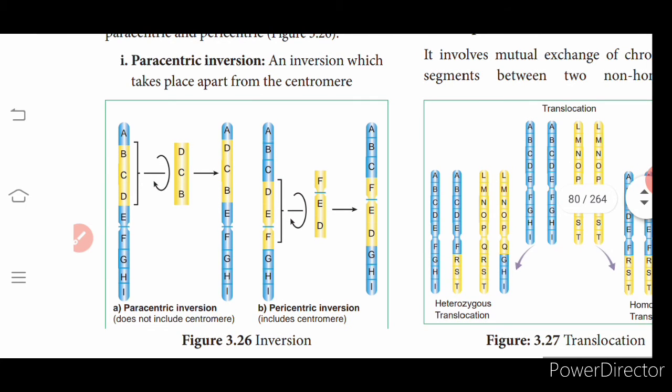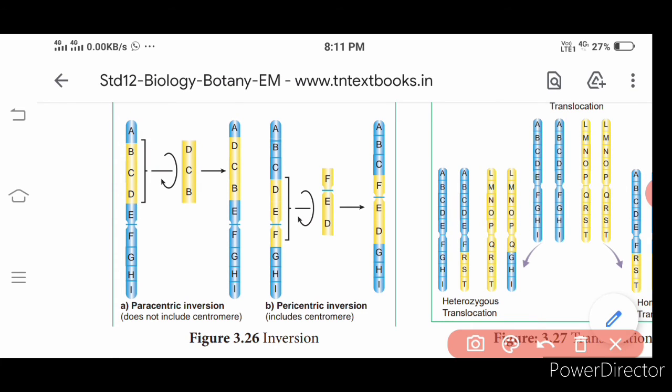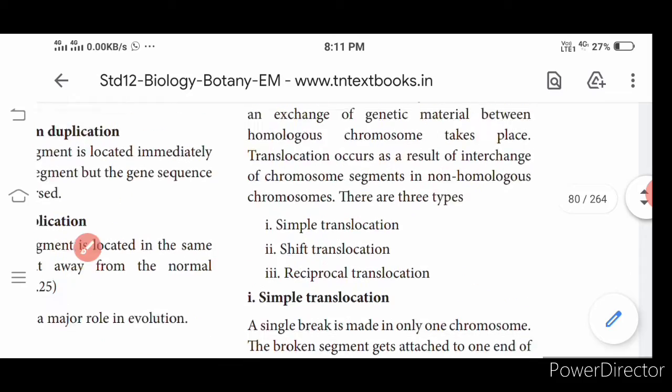Paracentric inversion. You can see here paracentric inversion. Here the centromere is not involved. Only the segment which is present on top is getting involved. It is paracentric. Follow? So in pericentric, the middle portion, the centromere portion, is getting involved, and then it is called pericentric inversion. Understood? So that is about the mutation of the inversion type.